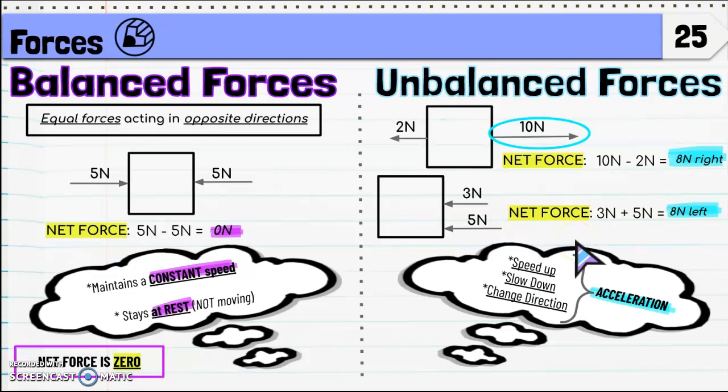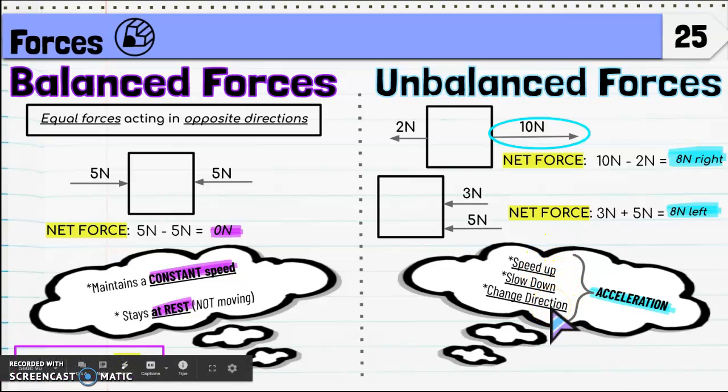So if an object has any sort of acceleration, so it speeds up, it slows down, or it changes direction, there are unbalanced forces acting on it. So anytime the net force is not 0, we know there are unbalanced forces.